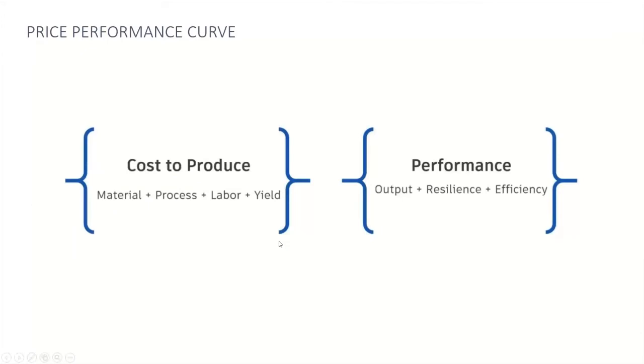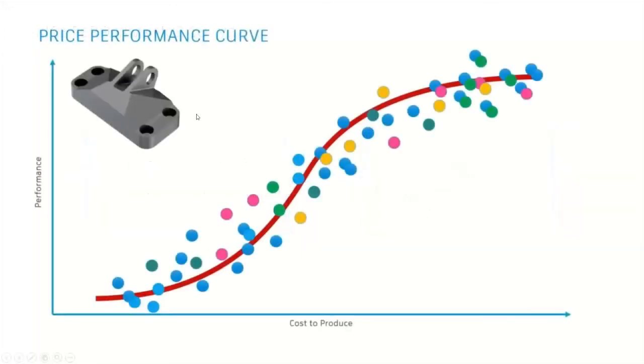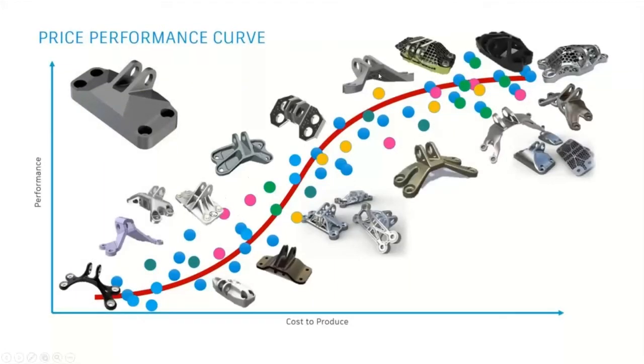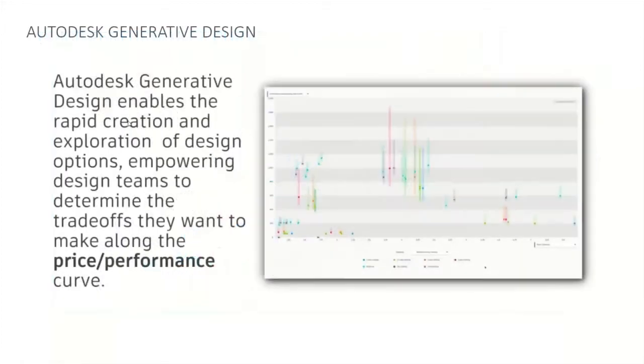Okay, so let's just compare it, price performance curve. So what are the factors concerning about the cost to produce? We have material, process, labor, and yield. For the performance, how can we gauge that the performance is good? Based on the output, resilience, and efficiency. So let's take a look at this. We have here the price performance curve. So from the old design, we can produce different generative design output, okay, and we can base on the cost to produce and the performance to choose from. So maybe it's up to the design team kung ano yung tamang design na pwede nilang gamitin, okay, out of our old or existing design.